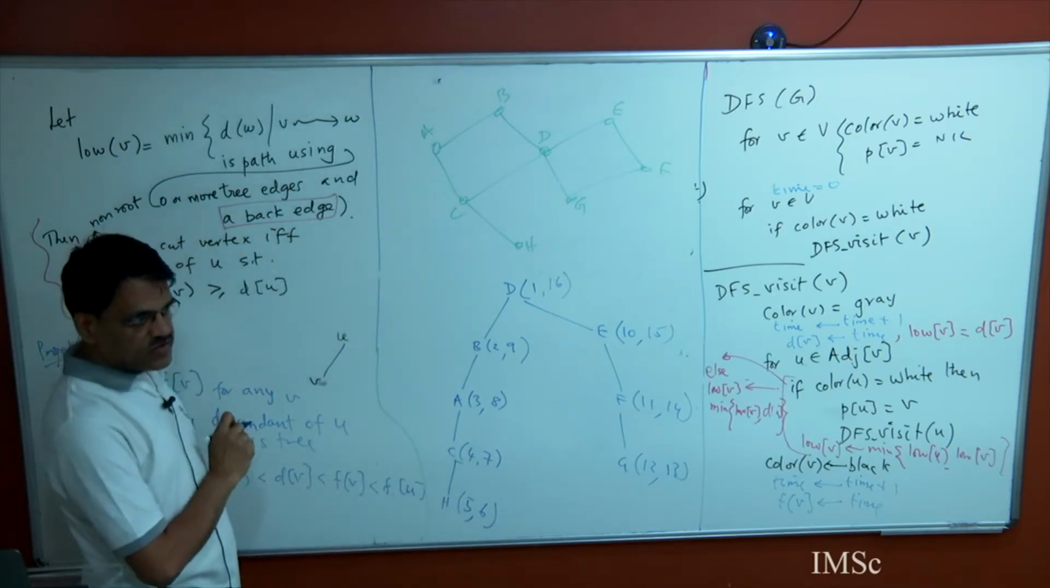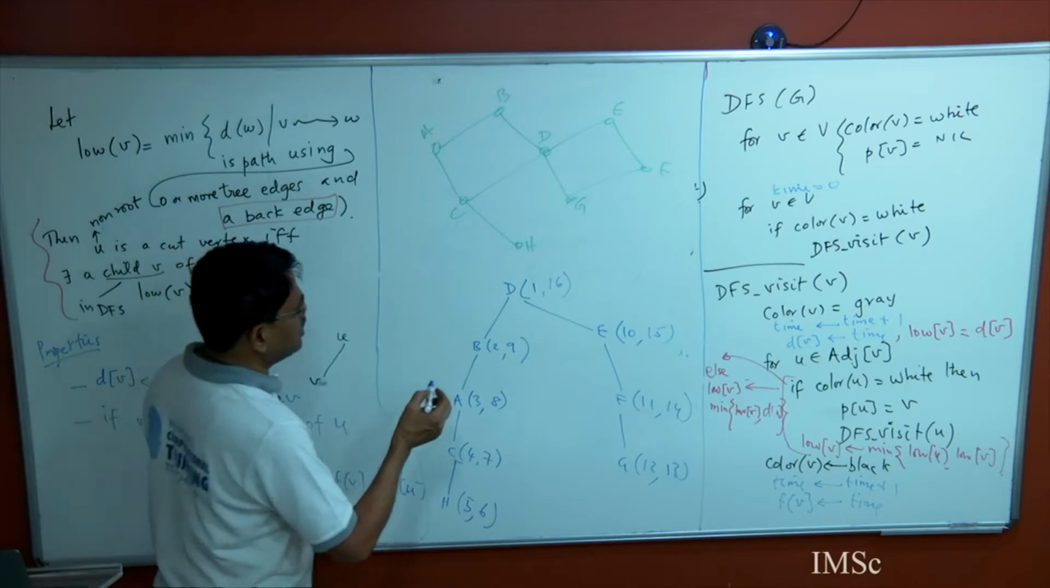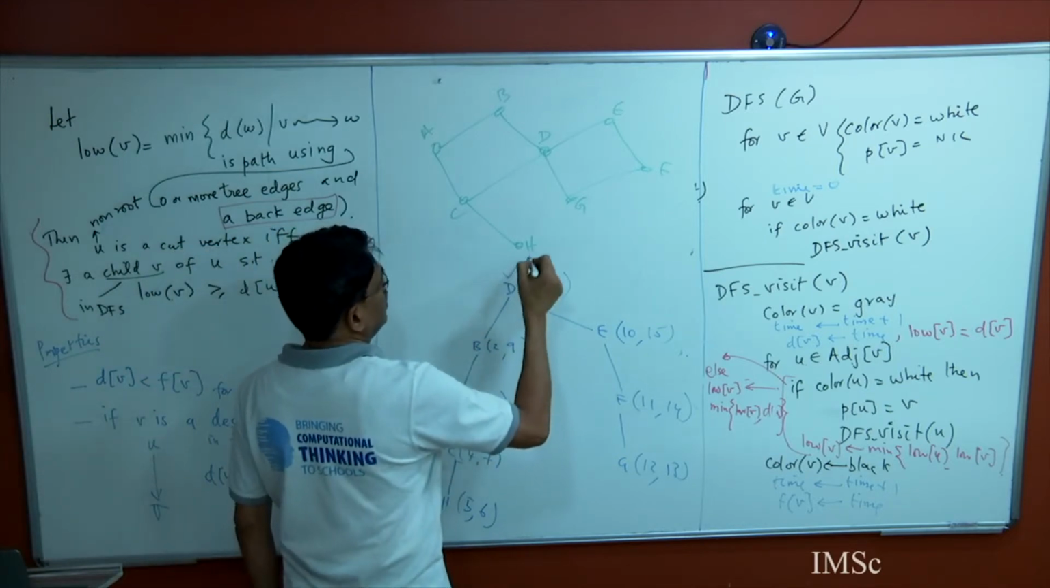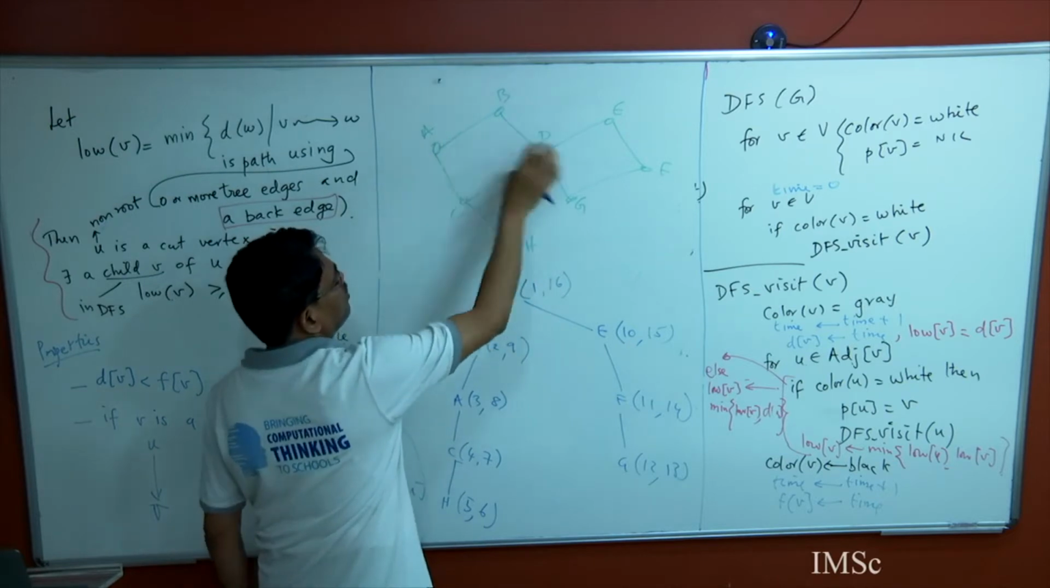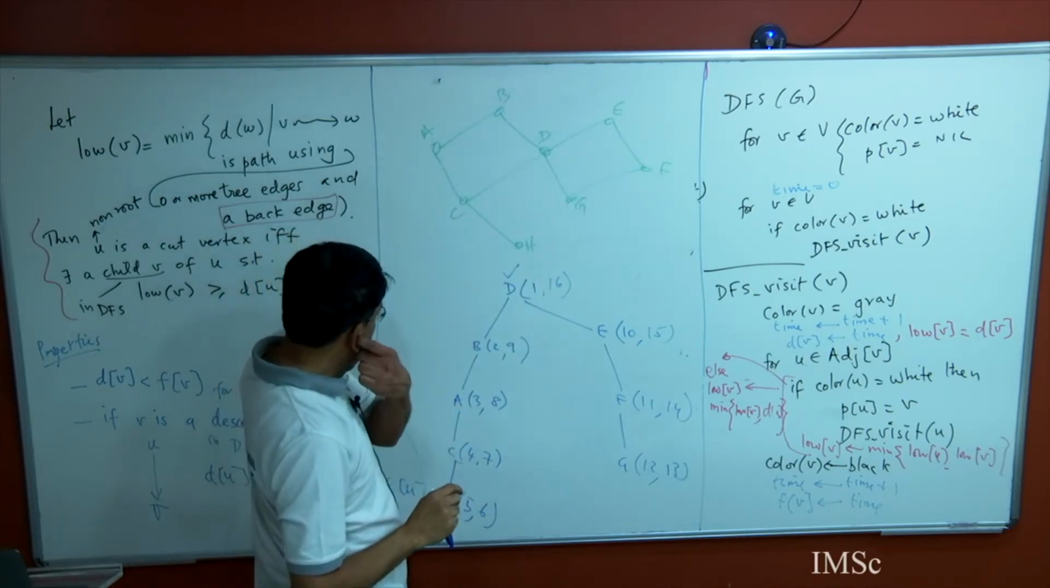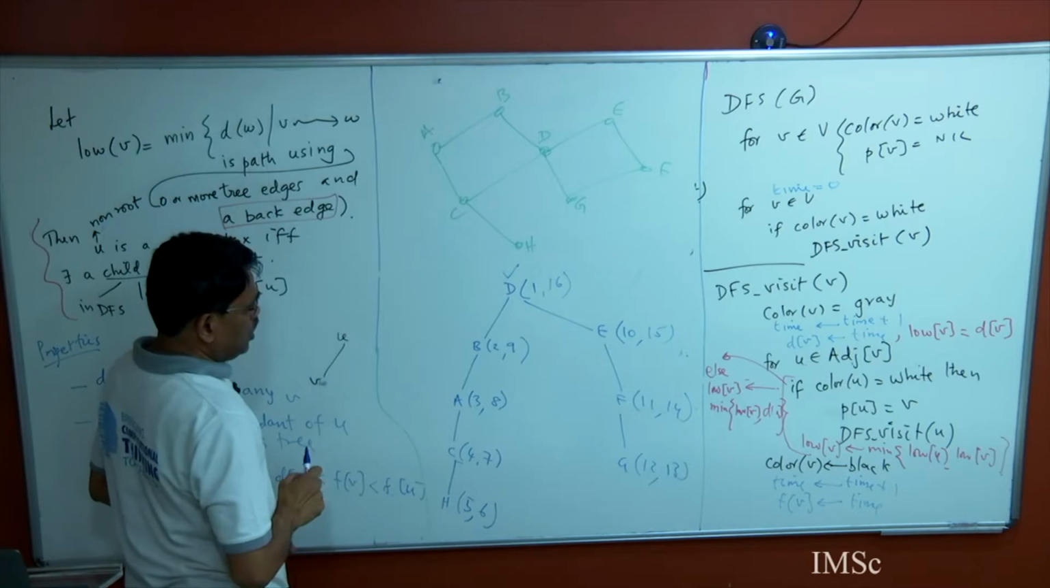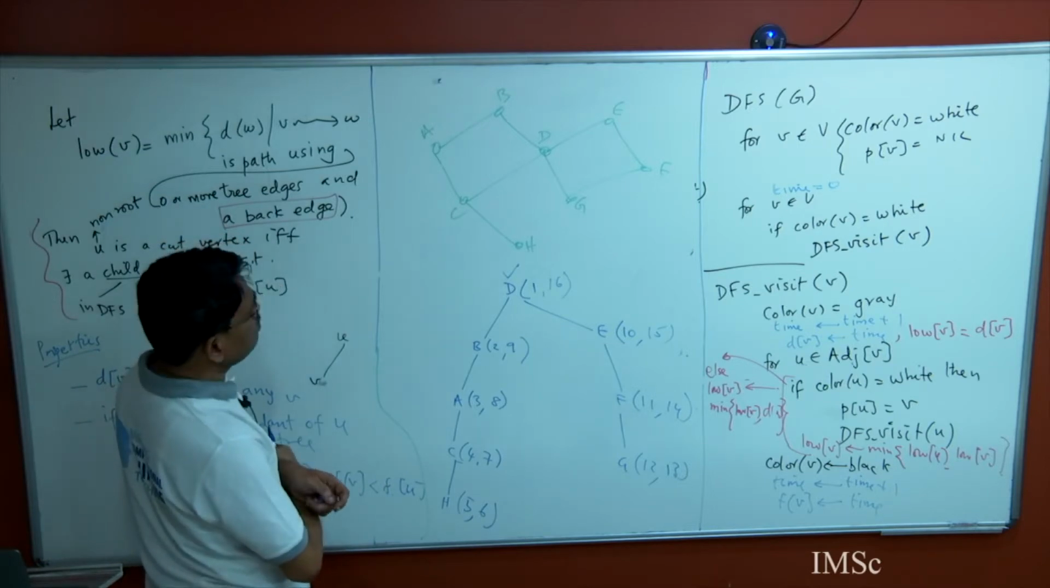You agree this is a DFS tree? Okay, so D is a cut vertex because it has 2 children, it's a root. And clearly when I delete D, it breaks into 2 pieces. Okay, now let's look at the low values.